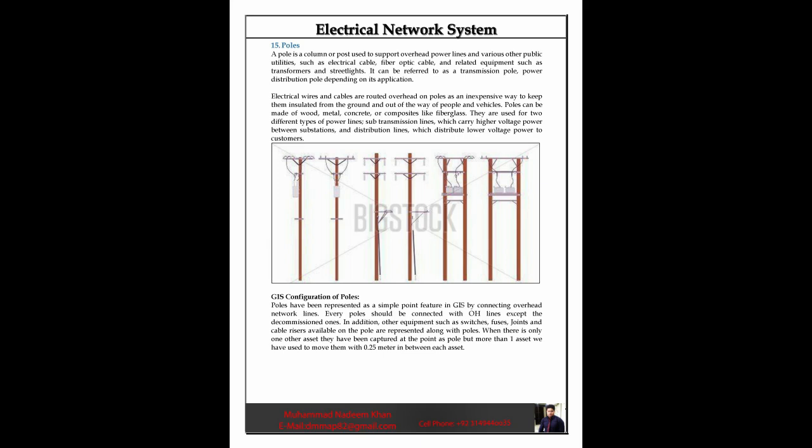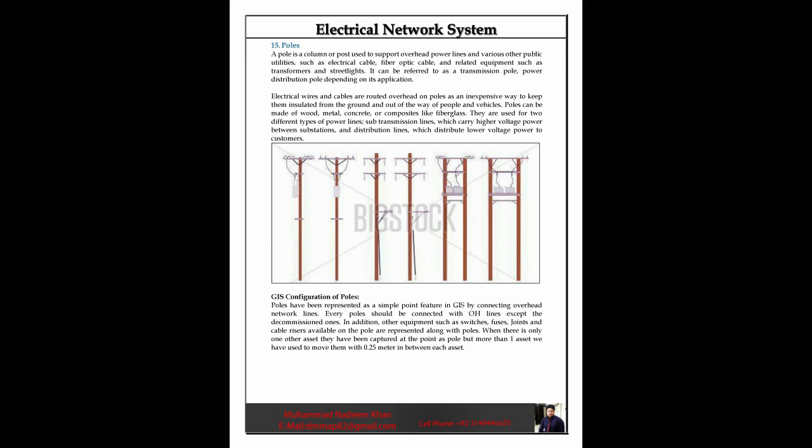Poles can be made of wood, metal, concrete, or composites like fiberglass. They are used for two different types of power lines: sub-transmission lines, which carry higher voltage power between substations, and distribution lines, which distribute lower voltage power to customers. GIS configuration of poles. Poles have been represented as a simple point feature in GIS by connecting overhead network lines. Every pole should be connected with OH lines except the decommissioned ones.